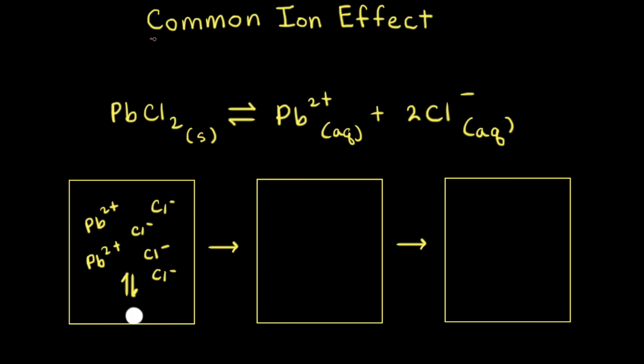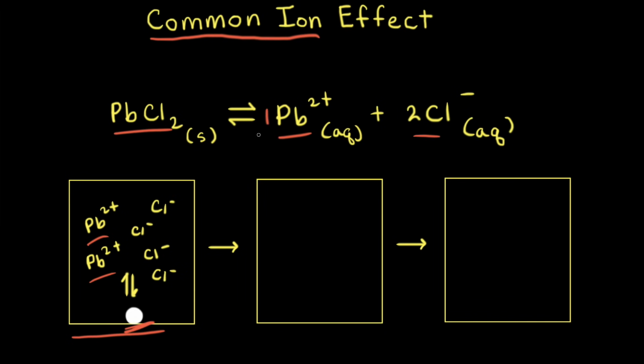The presence of a common ion can affect a solubility equilibrium. For example, let's say we have a saturated solution of lead 2 chloride. Lead 2 chloride is a white solid, so here's the white solid on the bottom of the beaker, and the solid's at equilibrium with the ions in solution, so that would be Pb2+ and Cl-.